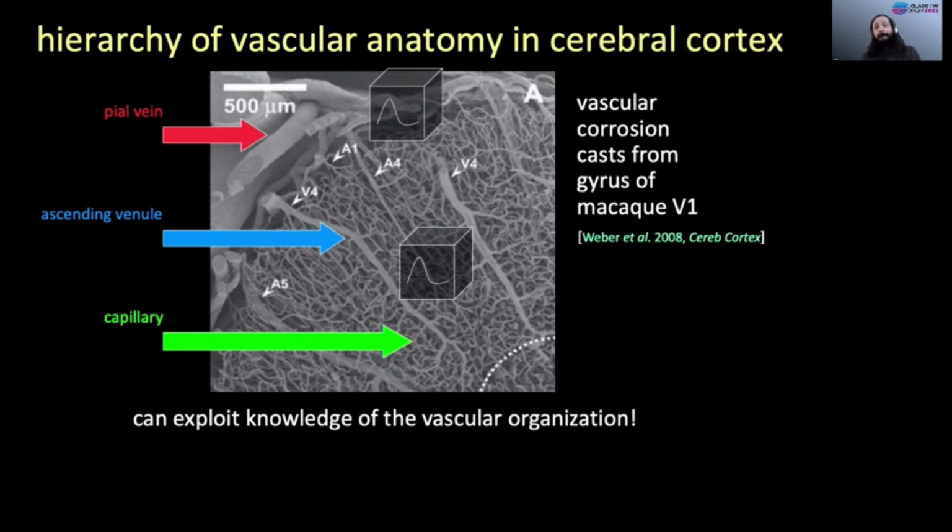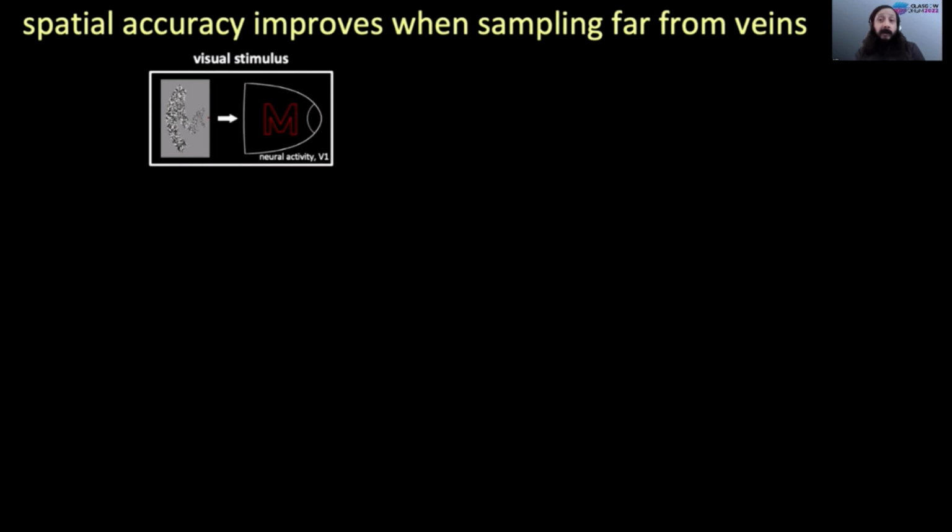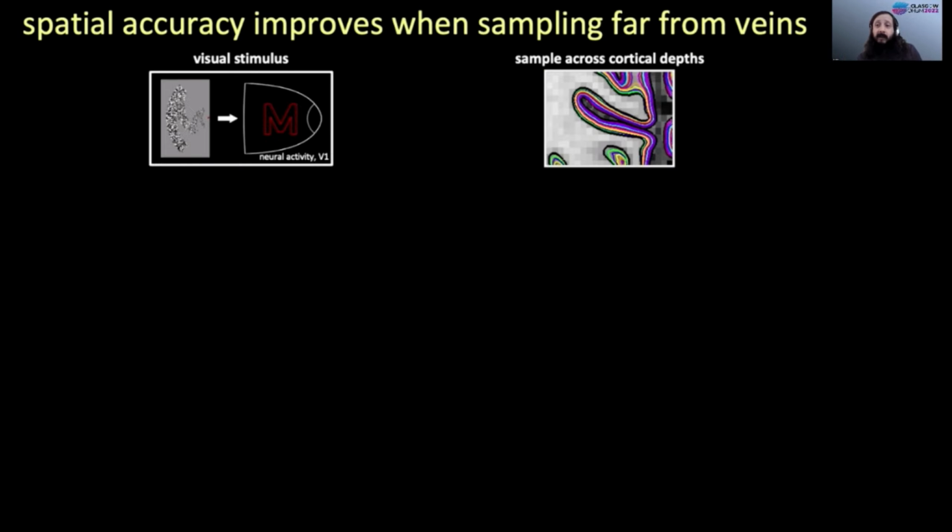while at the same time we can discard voxels sampling from the large veins that carry non-specific BOLD responses. So to test this, we utilize the well-known retinotopic mapping in the human primary visual cortex to generate a visual stimulus that would elicit a ground truth neuronal activation pattern in the shape of the letter M, as shown here. And then we sampled our small fMRI voxels across the cortical depths to test how the activation pattern changed when sampling either close to or away from the large pial veins.